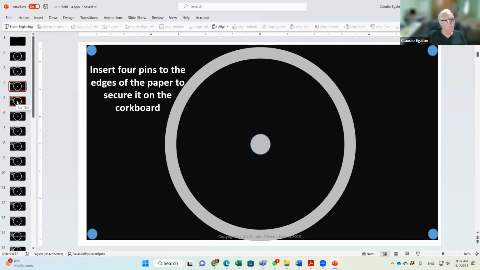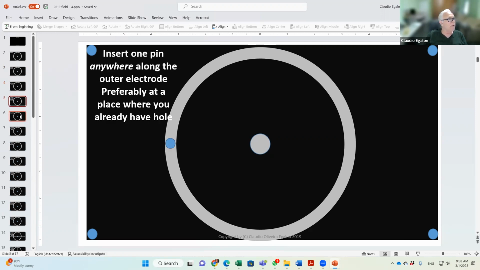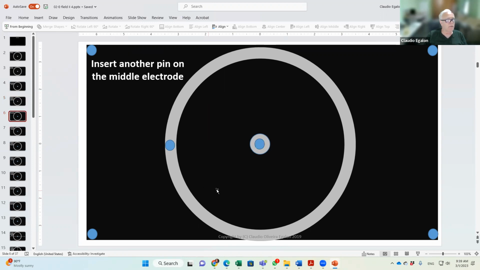And then in the next step, just like we did before, we insert a metallic pin in one of the electrodes. It must be a metallic pin to make electrical contact with my battery. You can insert this pin anywhere in this layer of metallic paint, because the metallic paint is a conductive material. And then we insert another pin at the center electrode, the middle electrode.